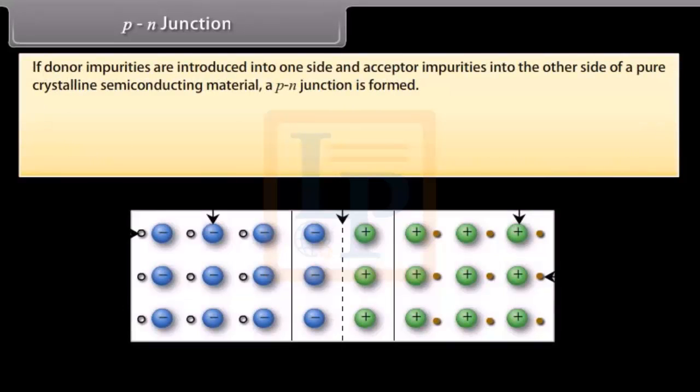P-N junction. If donor impurities are introduced into one side and acceptor impurities into the other side of a pure crystalline semiconducting material, a P-N junction is formed. The donor ion is indicated by a positive sign because after this impurity atom donates an electron, it becomes a positive ion. The acceptor ion is indicated by a minus sign because after this atom accepts an electron, it becomes a negative ion.